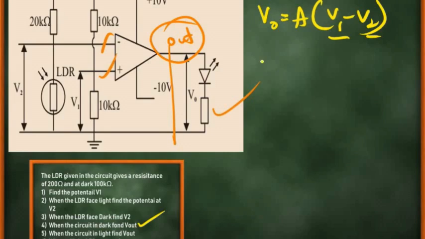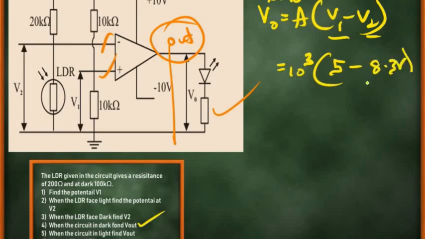Right. So at dark, actually the value of A is not given. So generally we consider the value of A as more than 10 to the power 3. Let's assume the very same, so it's 10 to the power 3. So V1 we found it's 5. So 5 minus V2 at dark. So at dark V2 we found 8.3, right? So 8.3, you can see it's a negative value.